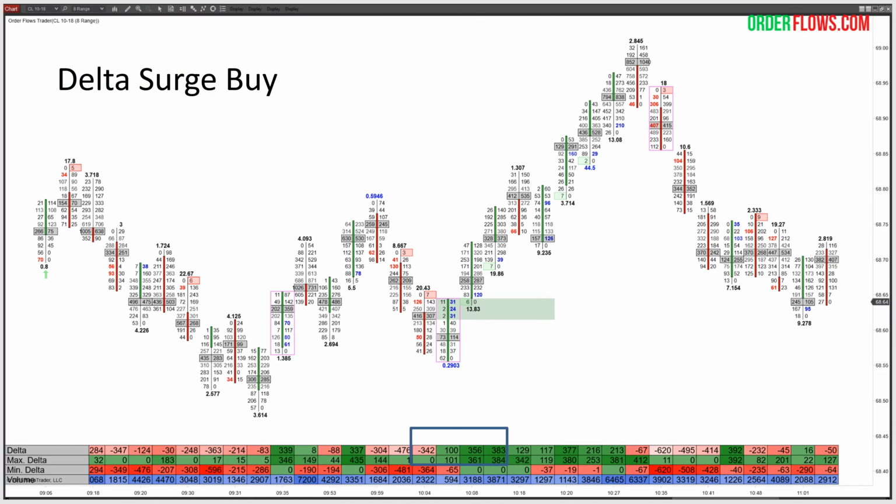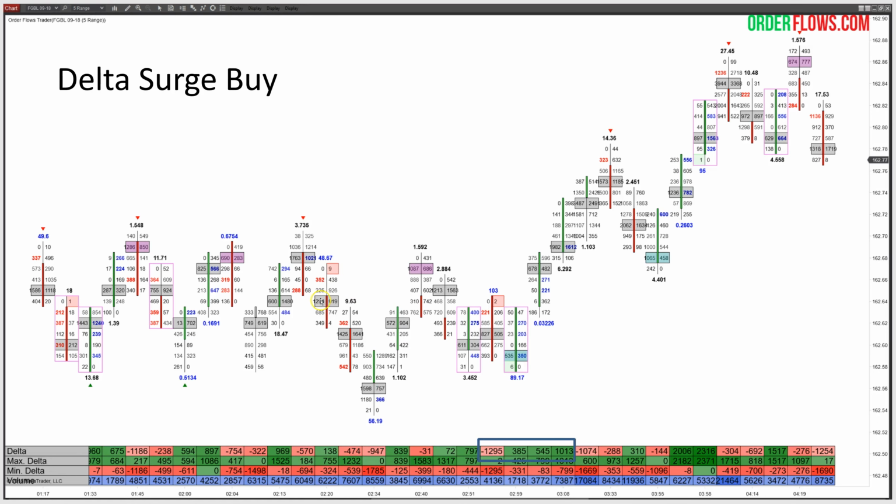So, best way to analyze it is look at a chart. Here, you can see how this market moves up, right? But if you notice the delta, minus 342 right here. And then 100, 356, 383. So what happened is you went from a negative delta to a positive delta. In this case, it's right on this swing low. You have positive delta. The next bar, stronger positive delta than the previous bar. And then the last bar is stronger positive delta than the preceding bar. And the market makes the move up. This is the Delta Surge right here.